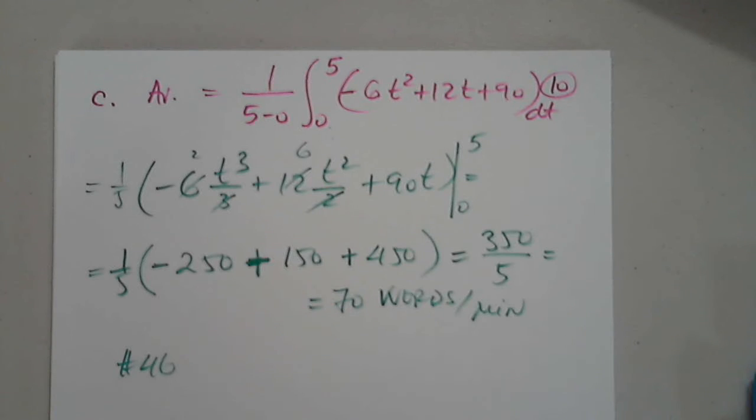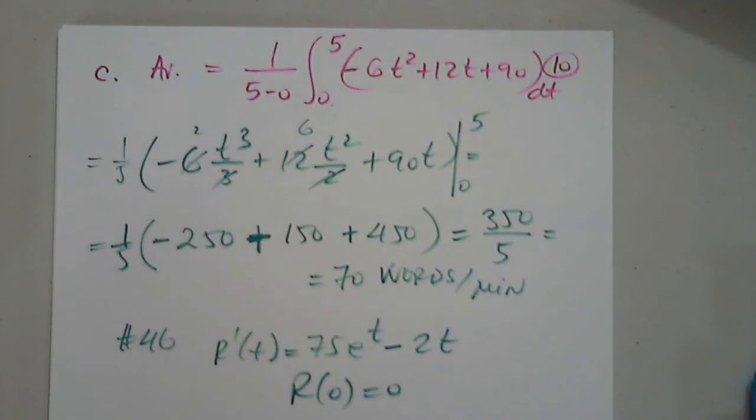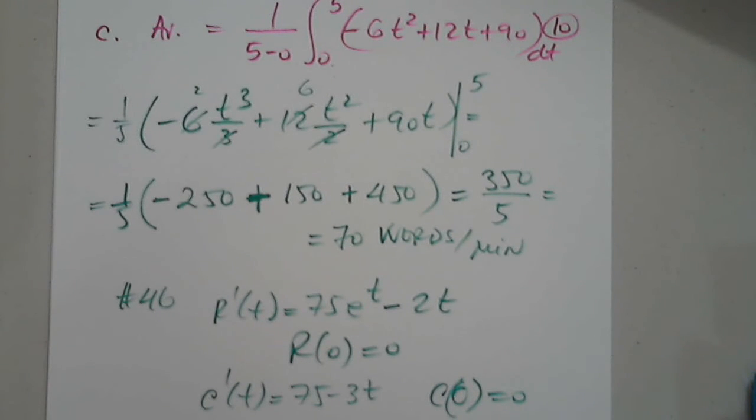Where is 45? I see 45. Let's see 46. Total and average daily profit. Good. So we have R prime of t equals 75 e to t minus 2t, and they're giving us an initial condition. Nice. R of t is the total accumulated revenue in dollars. Okay, the company's marginal cost. We also have C prime of t, which is 75 minus 3t, and C of 0 is 0. Find the total profit from t equals 0 to t equals 10. See exercise 45.